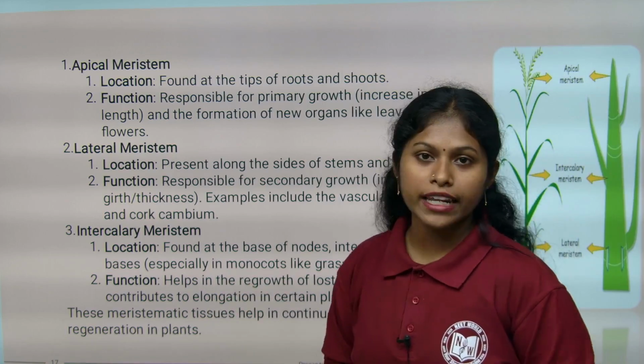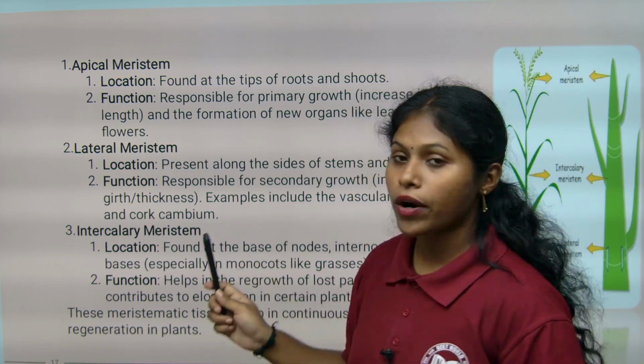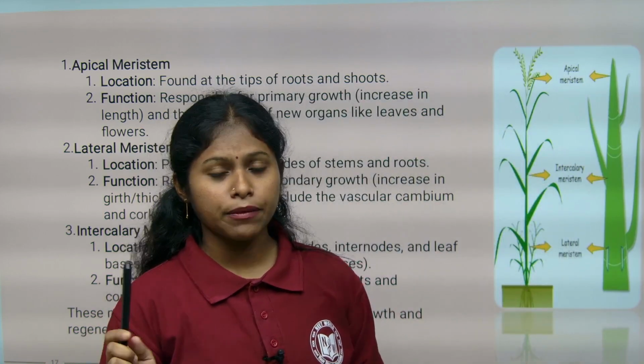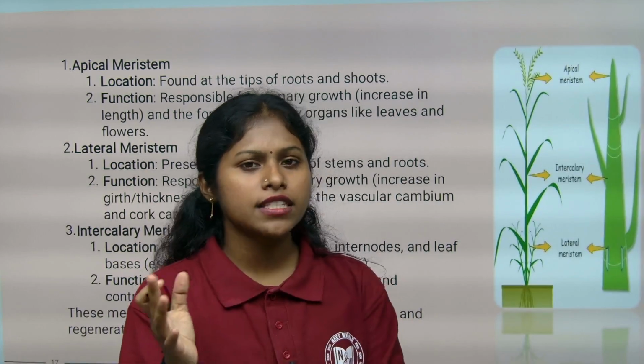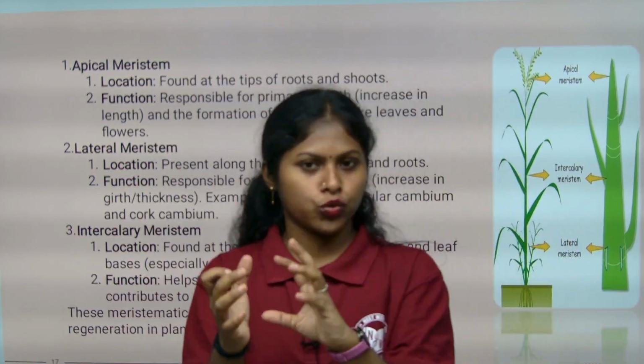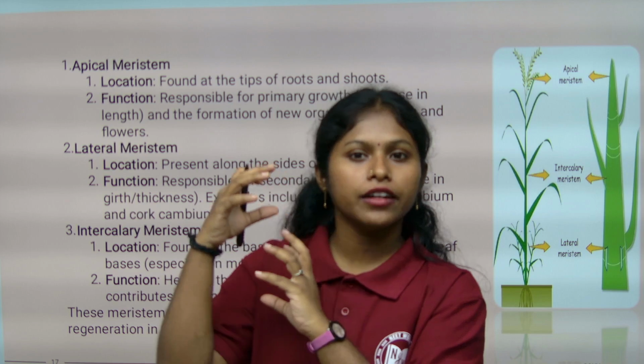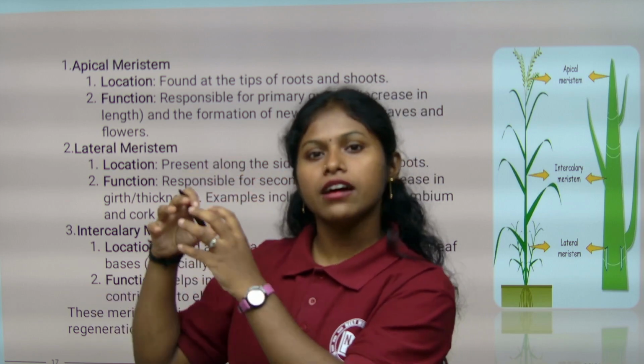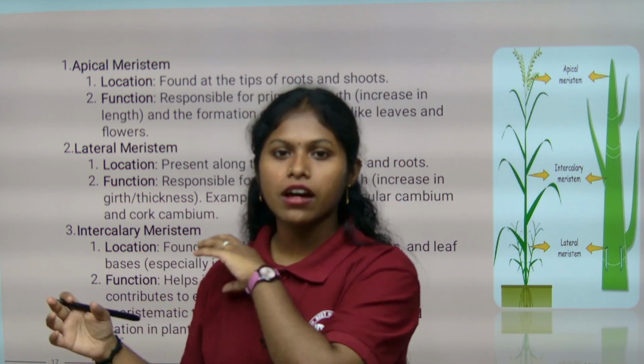I hope you are all clear about today's session, children. So what did we discuss? We discussed the cells. A group of cells makes a tissue. A group of tissues makes an organ. Organs make an organ system. Organ systems make the organism.